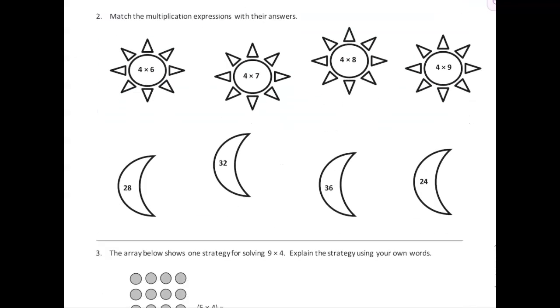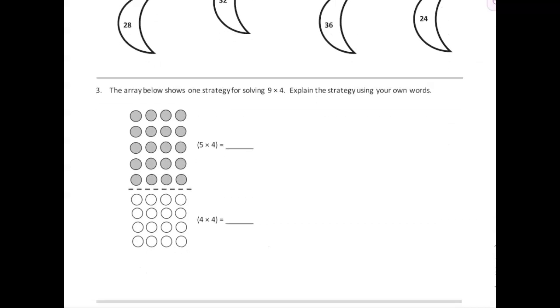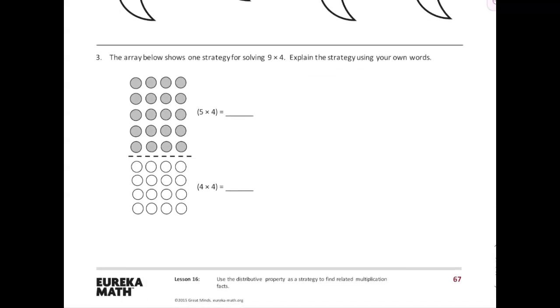On the back, it says match the multiplication expressions with their answers. They are called expressions, if you remember, because they do not have an equal sign in them. Number 3, the array below shows one strategy for solving 9 times 4. Explain the strategy using your own words. So you're really saying what we've been working on for this lesson, which is using the 5 plus n strategy, breaking a bigger multiplication problem down into a smaller one.